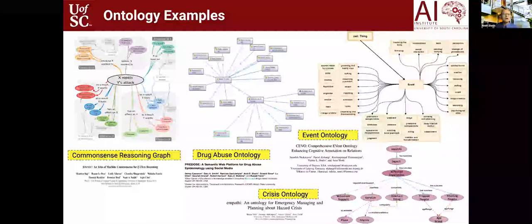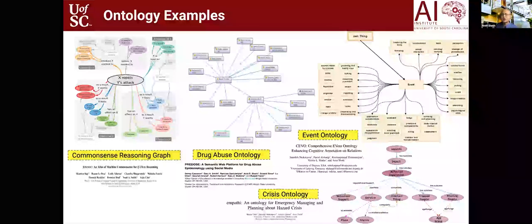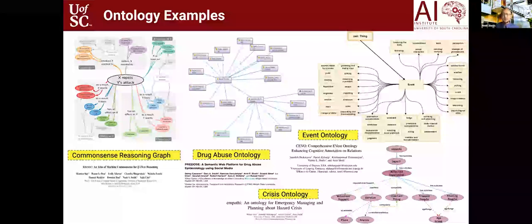There is something called a common sense reasoning graph. There's something called an event ontology for any kind of event. There's a crisis ontology, very specific to crisis. Another one is called a drug abuse ontology. My group has developed the event ontology, the drug ontology, and the crisis ontology. And you can see they come with different representation, different richness and such.